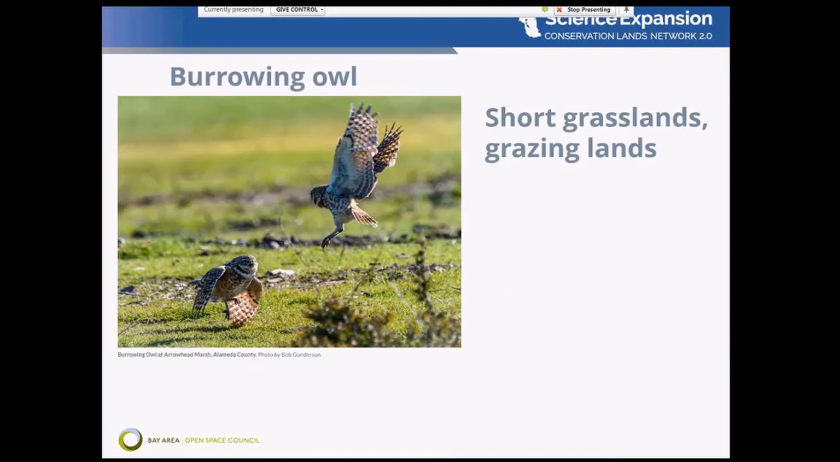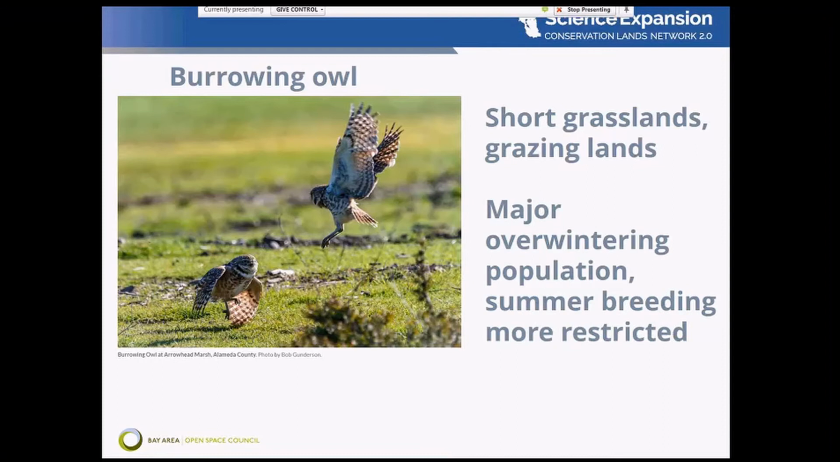The burrowing owl has gotten a lot of attention in recent years. It likes short grasslands, thrives in grazing lands where you have a lot of ground squirrels. Next slide. Turns out the Bay Area is a major overwintering population, especially in the South Bay. And summer breeding habitat is more restricted, but the role of the Bay Area's overwintering habitat really came out when we started talking with our bird focus team. And burrowing owls are covered by the major habitat conservation plans and natural community conservation plans, so they're a natural target.